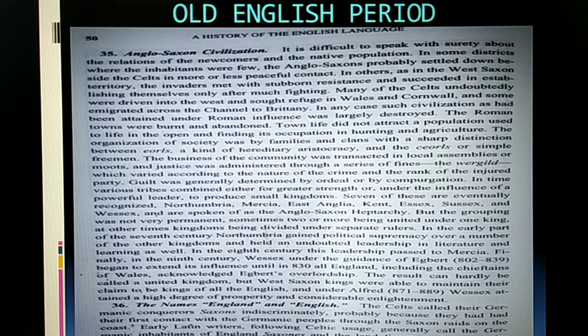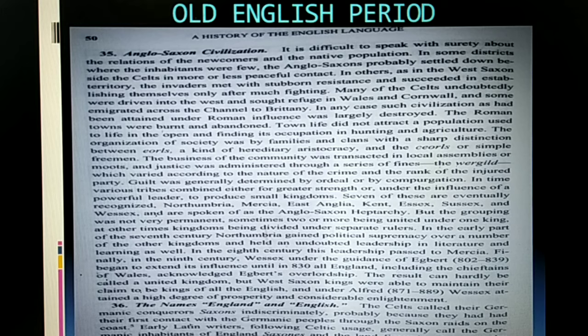The organization of society was by families and clans, with a sharp distinction between eorls, a kind of hereditary aristocracy, and the ceorls, or simple freemen. The business of the community was transacted in local assemblies or moots. Justice was administered through a series of fines, the wergild, which were varied according to the nature of the crime and the rank of the injured party. Guilt was generally determined by ordeal or by compurgation.